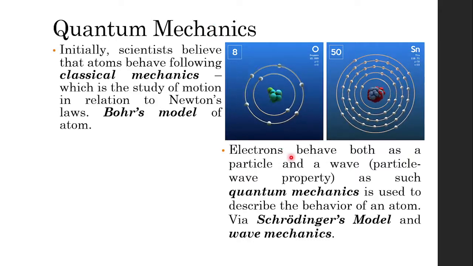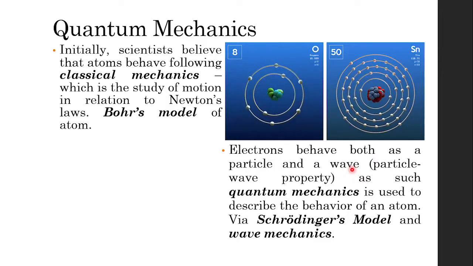Because electrons are very, very small, and more importantly, they have what we call a particle-wave property, which means electrons can actually behave like a particle. You can think of it like the simple ball that you have. If you throw a ball, it will go from point A to point B. But also, electrons behave like waves, wherein they oscillate, they go up and down.